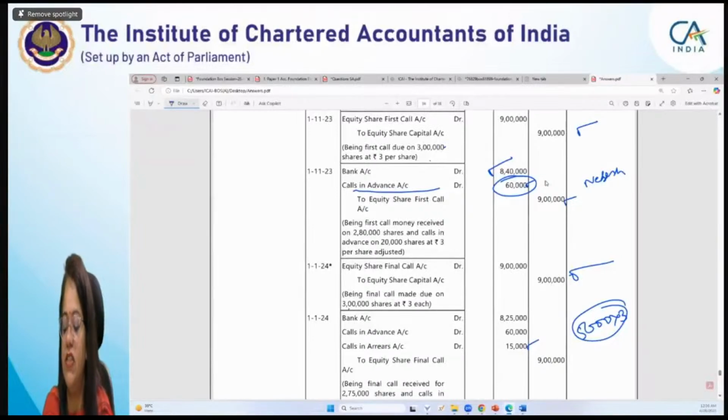And this is Mr. Naresh's calls in advance. He's already paid this amount, 60,000, and this is 15,000. So the balance amount is this much amount we have received: 8,20,000 minus 60 minus 9 lakh minus 60 minus 15,000. This comes out to 5,000 into 3. All right.